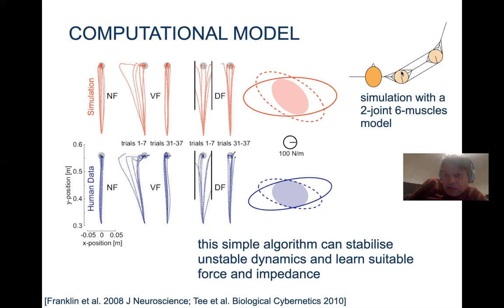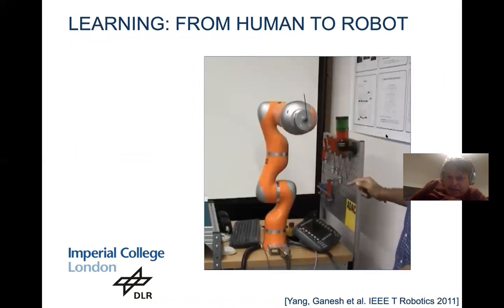So you have two shoulder muscles, two elbow muscles, two double joint muscles, like the triceps long head and the biceps. And you just use again that rigidity, so stiffness of the muscle is increasing with the force, and this V-shape adaptation, and that's what you get. Now, what is nice is that we can implement this on a robot.